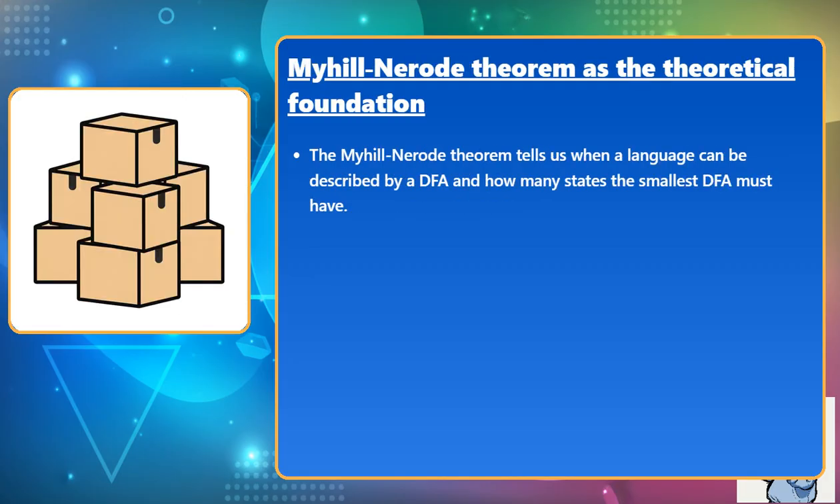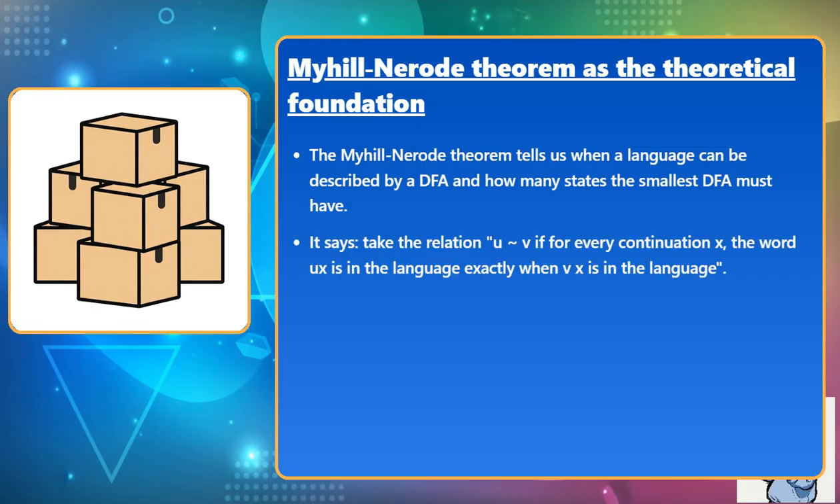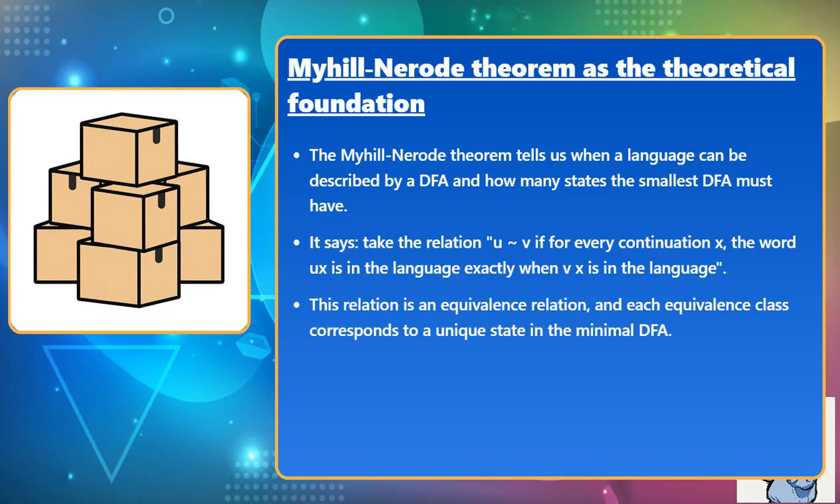The Myhill-Nerode theorem tells us when a language can be described by a deterministic finite automaton, and how many states the smallest deterministic finite automaton must have. It says, take the relation u tilde v if for every continuation x, the word u followed by x is in the language exactly when v followed by x is in the language. This relation is an equivalence relation, and each equivalence class corresponds to a unique state in the minimal deterministic finite automaton. The number of different classes equals the minimum number of states needed.